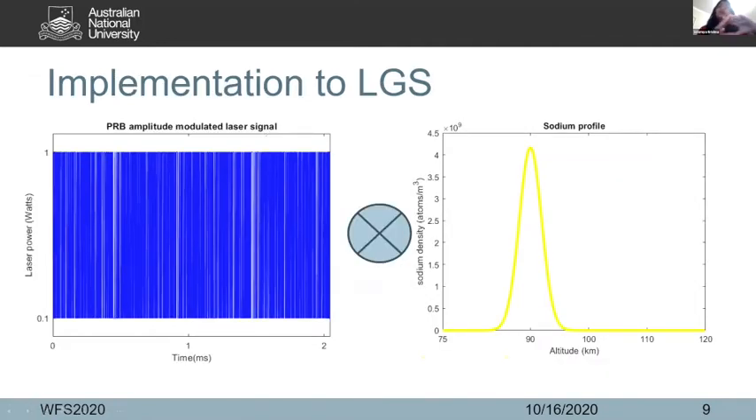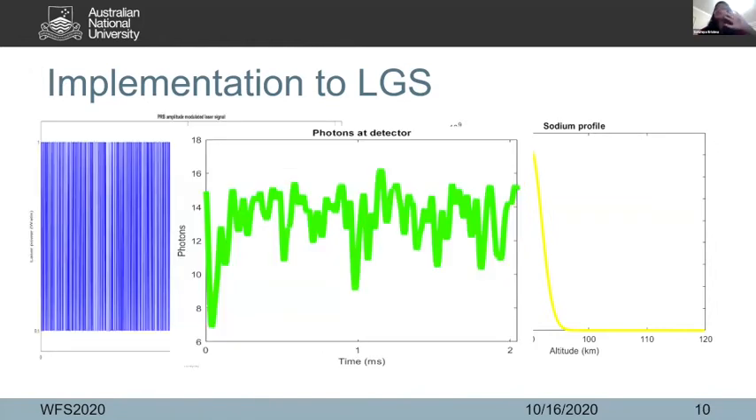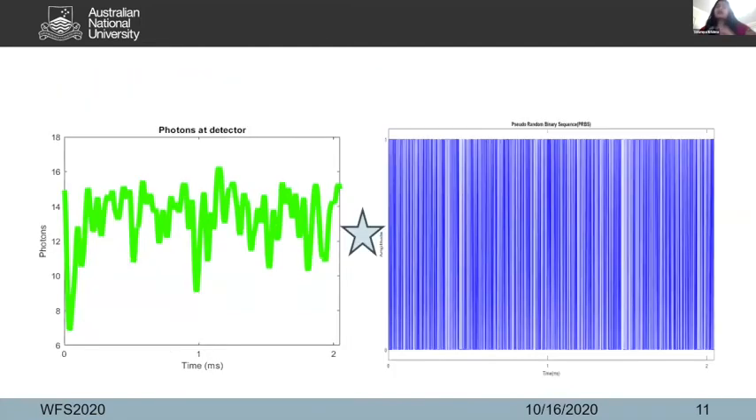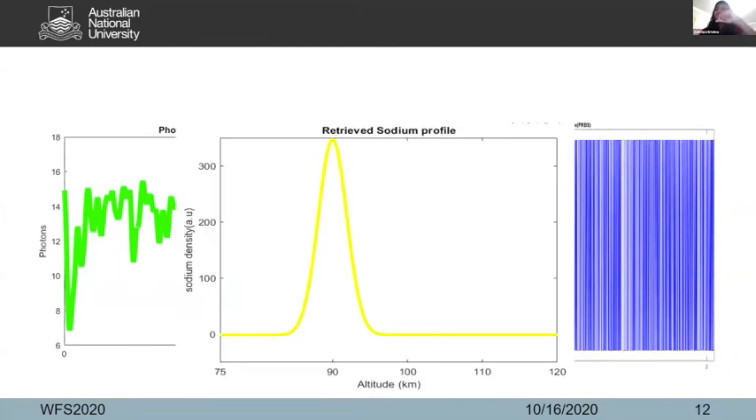Here I've taken a very simple laser power, which is modulated between 0.1 to 1 in a PRBS pattern. And this is the sodium profile, which is spread across 75 to 120 kilometers with a column density of 2 times 10^15 atoms per meter square. And when we convert this, we are going to get the photons at the detector, which will be between 16 and 8 per millisecond. And when we cross correlate that with the pattern, we get back the profile.